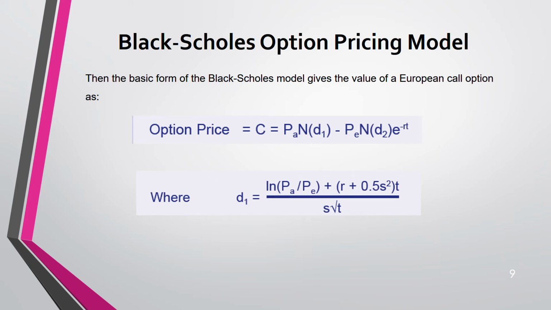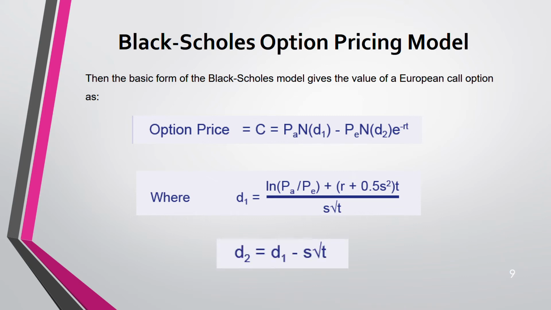It's the same thing. So logarithm of, put bracket, PA, underlying price divided by exercise price, plus R, that is your risk-free rate, plus 0.5. This 0.5 is fixed. So 0.5 into S squared. S is your standard deviation. That means multiply by standard deviation squared times T. At the end times T, closing the bracket. Divide by standard deviation multiplied by square root of time.